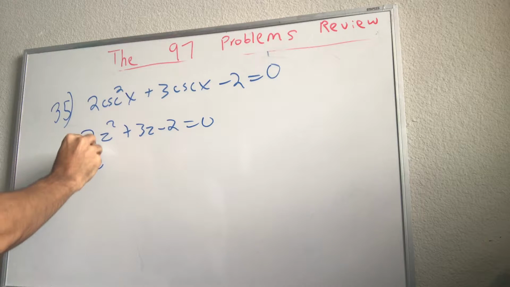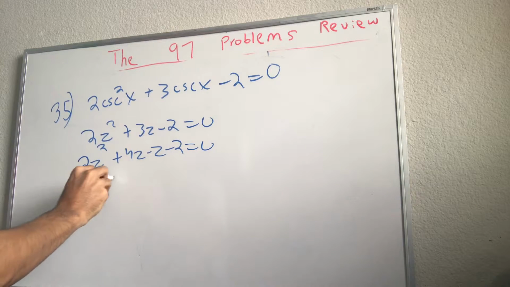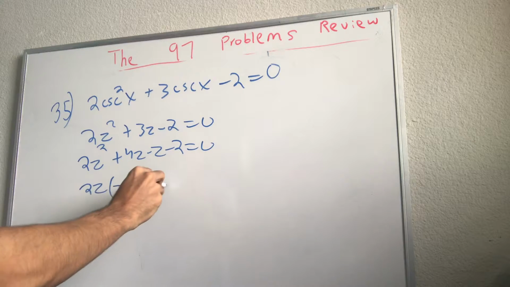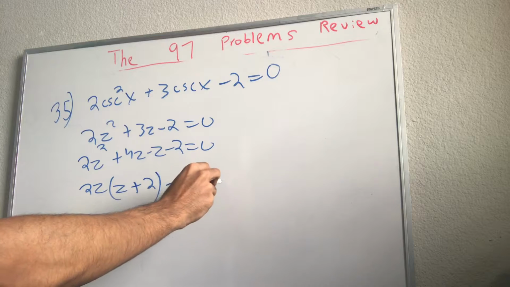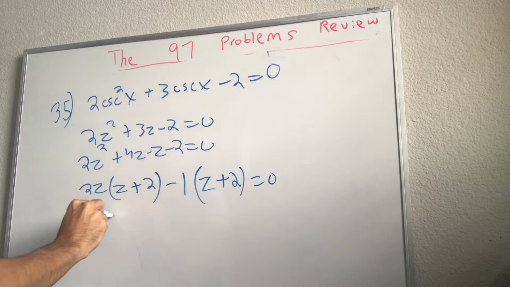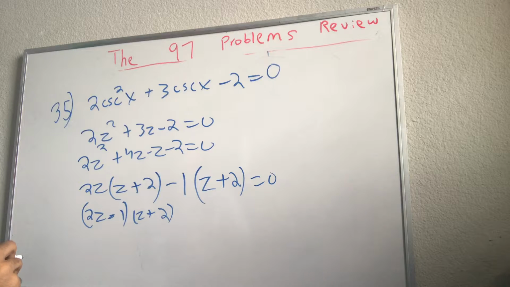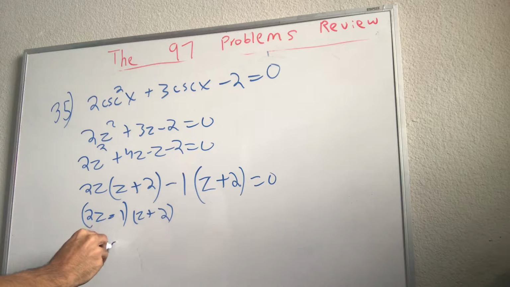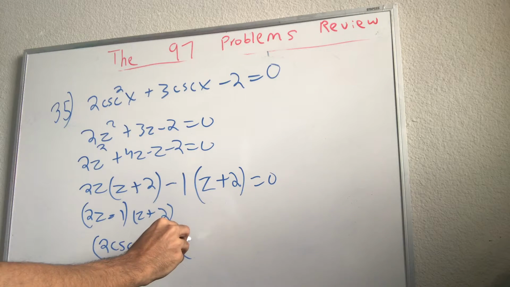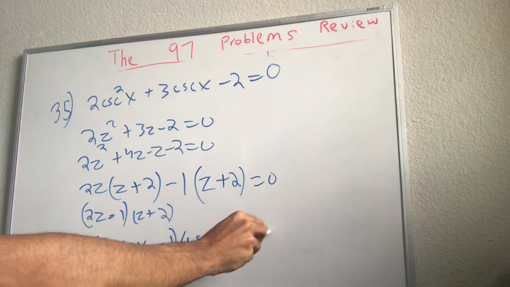So we have 2z squared plus 4z minus z minus 2 is equal to 0. We factor out the 2z, and within the parentheses we're left with z plus 2, minus 1 times z plus 2, is equal to 0. So we have 2z minus 1 times z plus 2. We know that cosecant of x was z, so we're really saying that 2 times cosecant of x minus 1, times cosecant of x plus 2, is equal to 0.